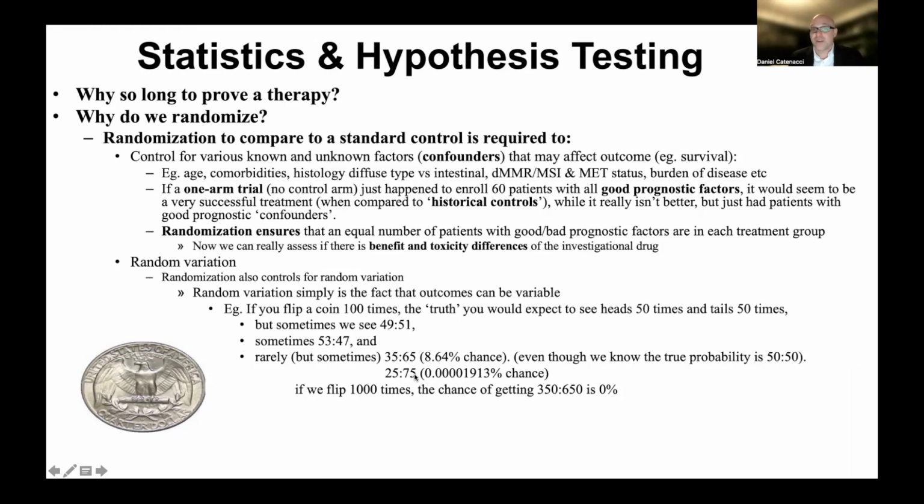The concern here, though, is that if we didn't understand random variation, we might falsely conclude that we're more likely to get tails than heads, because look at 65 times it was tails and 35 times it was heads. So I think that this is a true association, whereas ultimately it's just random variation.